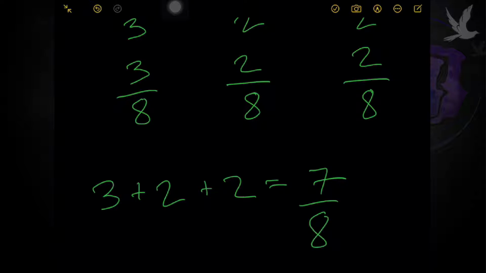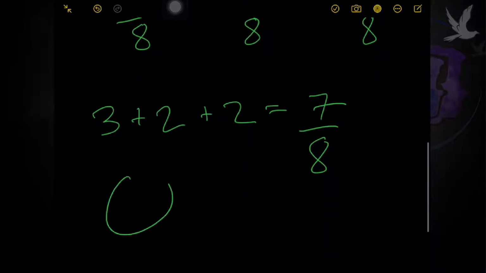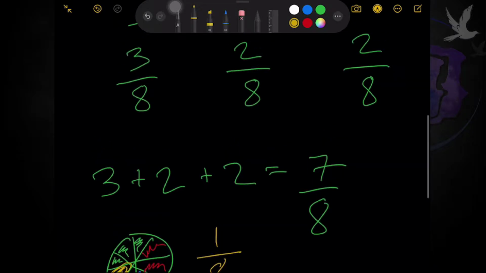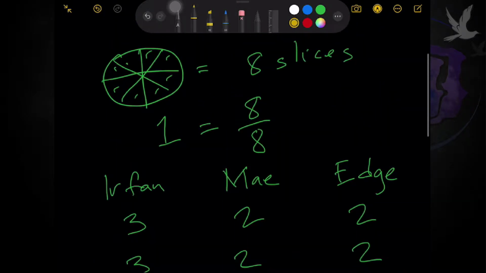And out of 8, if they ate 7, what's left? Irfan ate 3, May ate 2, and Edge ate 2 as well. So what's left is only 1 slice. 1 slice out of 8 parts. So that's basically how you write or express things as fractions.